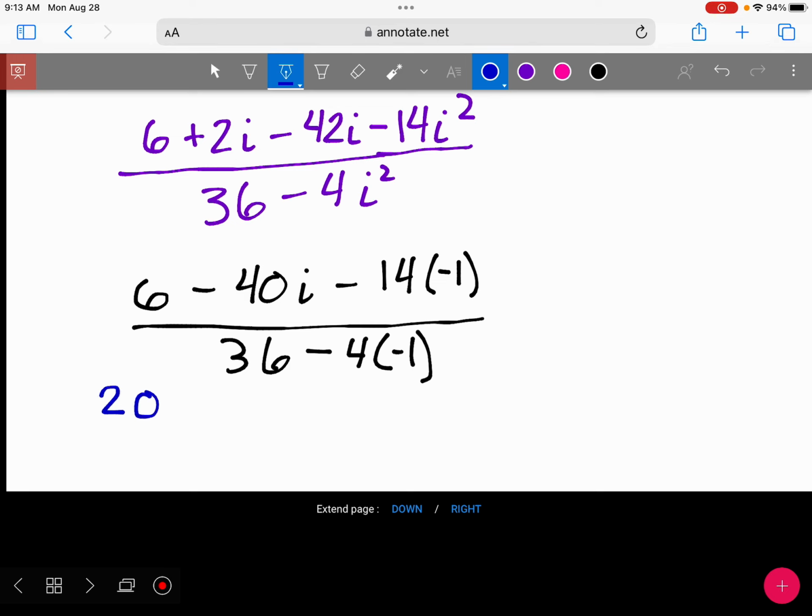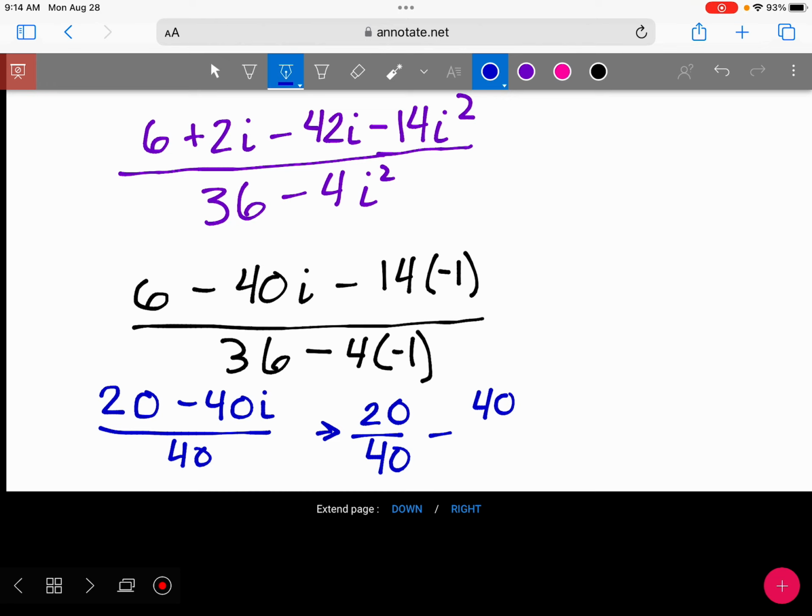Okay, because we should have here 20 minus 40i over 40 is what we should have gotten here, right? But now we're going to simplify this, which if you can spot it here, great. If not, split it apart. 20 over 40 minus 40i over 40. Can you more easily see the simplification here? 20 over 40 is 1/2. 40 over 40 is 1i, or just i.